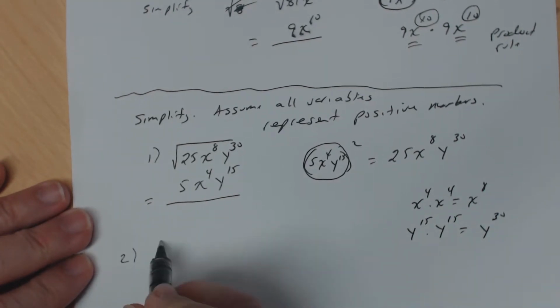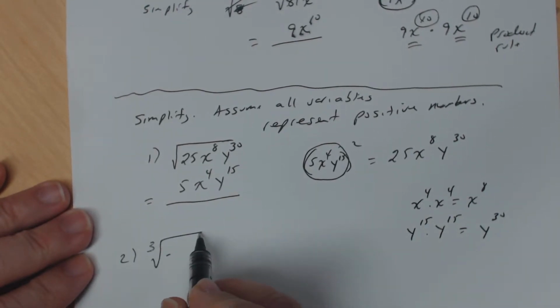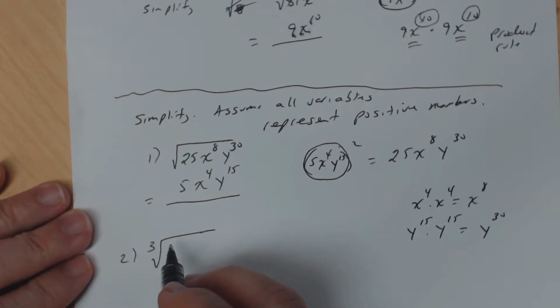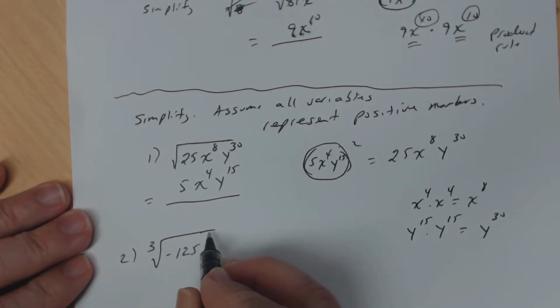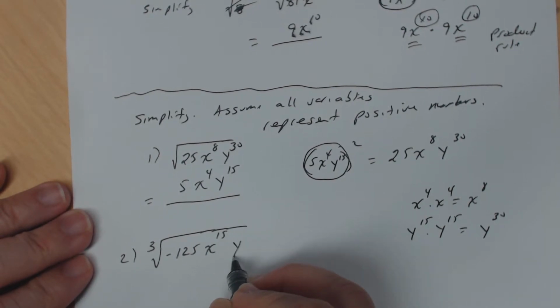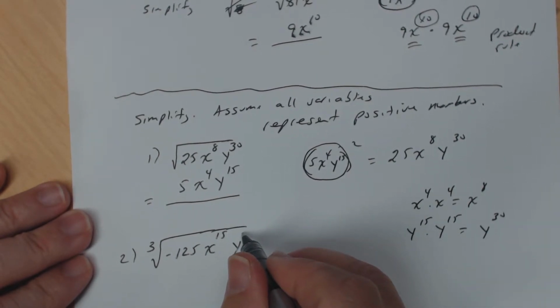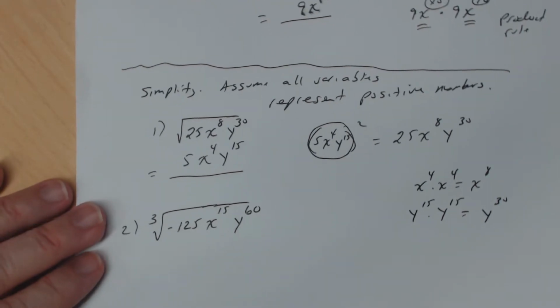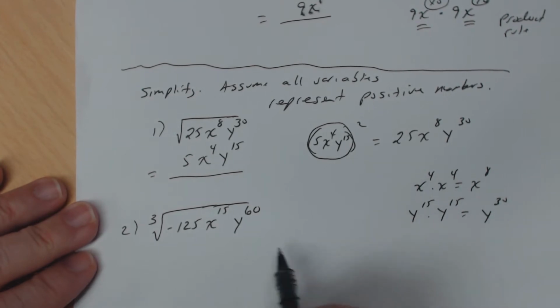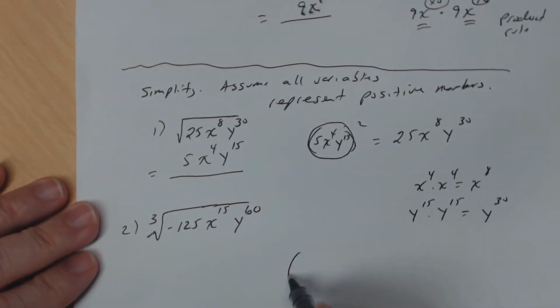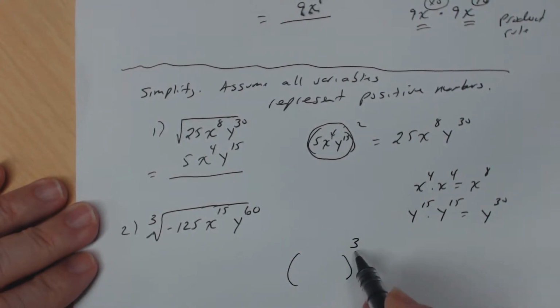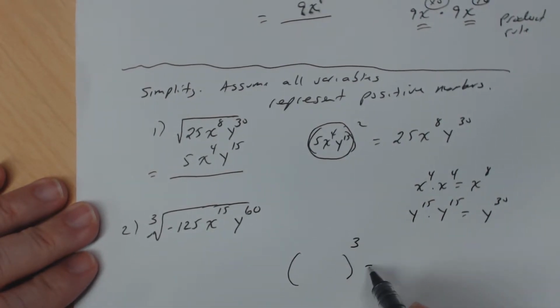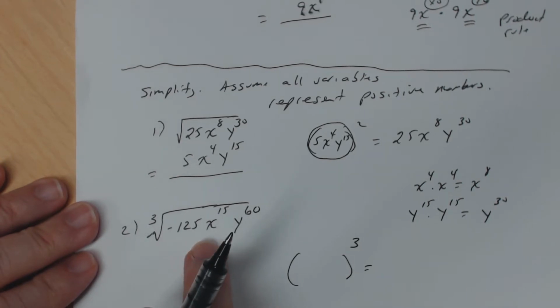Okay, number 2, let's say we had the cube root of negative 125x to the 15th power y to the 60th power. Again, just like we did here, the index is 3. Keep in mind the index is 3. So we're going to say what times itself 3 times, what cubed, is this radicand.